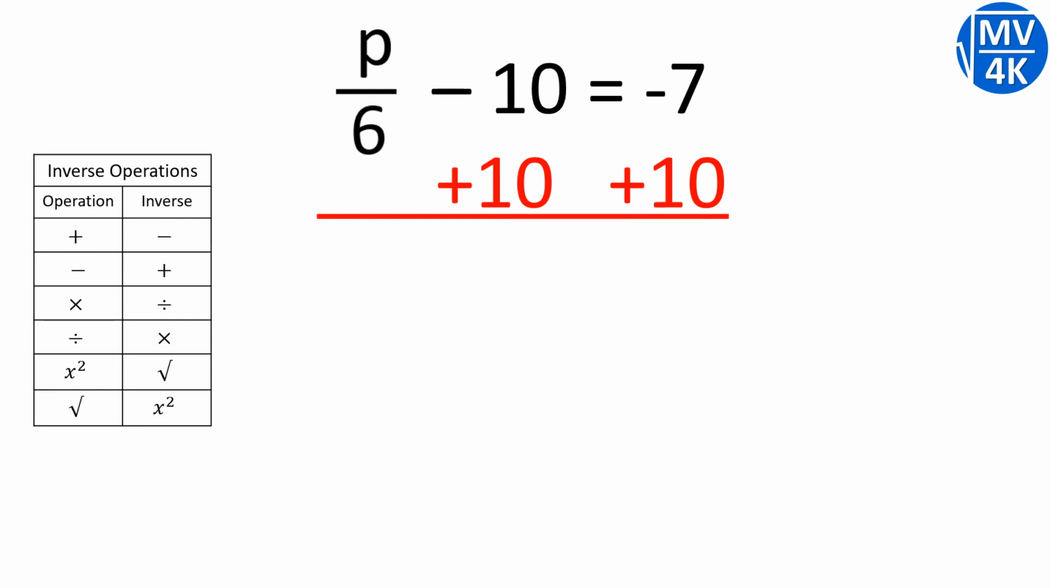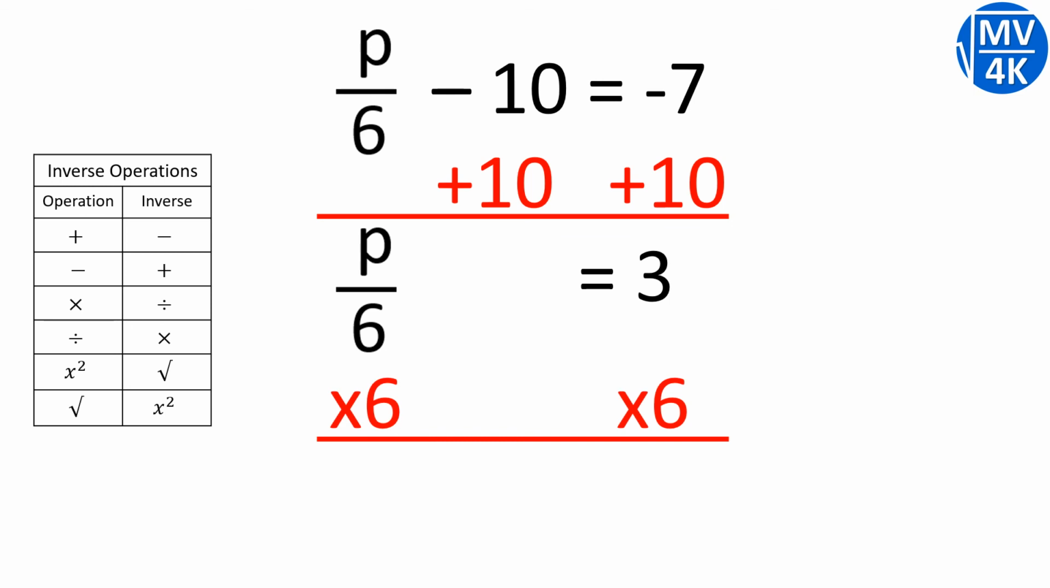Negative 10 plus 10 is 0, which makes it eliminate. And on the right side, negative 7 plus 10 is positive 3. So bring down p divided by 6 equals positive 3. And here we have division, p divided by 6. So the opposite of division is multiplication. So we will multiply by 6 on both sides of the equation.